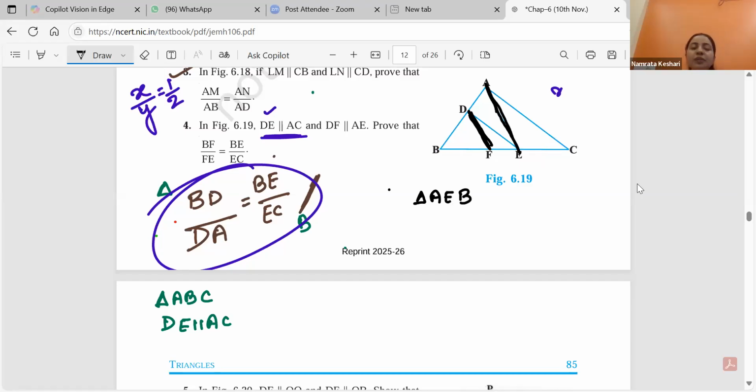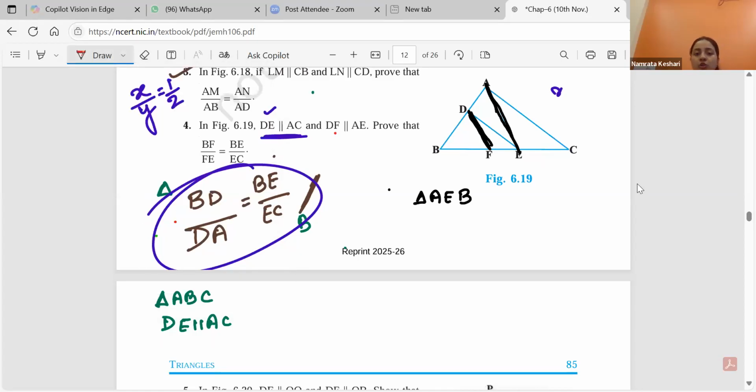When a parallel line is given, you have to just see the bigger side, the bigger one. DF is there, AE is there. So just focus on AE, and take out the triangle. The triangle will be AEB, ABE, whatever. Are you getting it? Yes, ma'am. Okay, now write the ratio.